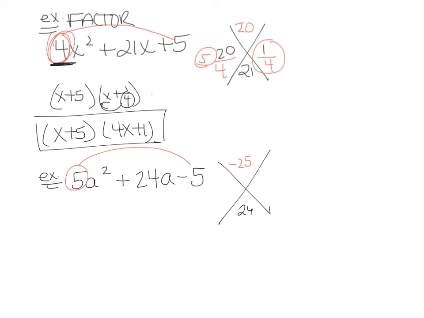Factors of negative 25 that make 24. Well, 1 and negative 25. Am I done? Nope. I now got to divide by 5. So that becomes negative 5, and that becomes 1 over 5. So I have a minus 5.